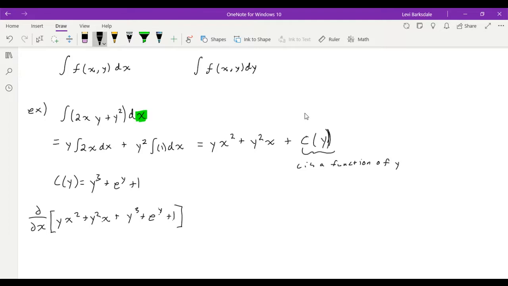we have first 2xy plus y squared, then y cubed, e to the y, and 1 are all treated as constants, so they all go to 0. And we see that if we integrated with respect to x and then took the derivative with respect to x, we would end up with the exact same thing we started with, which is 2xy plus y squared. That all checks out. And similarly, if we wanted to integrate with respect to y, then we would get a constant term that's a function of x.